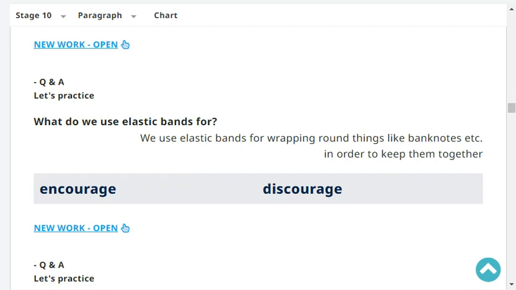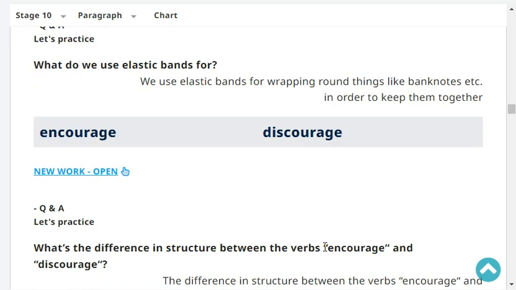What do we use elastic bands for? We use elastic bands for wrapping around things like banknotes, etc., in order to keep them together. Very good.